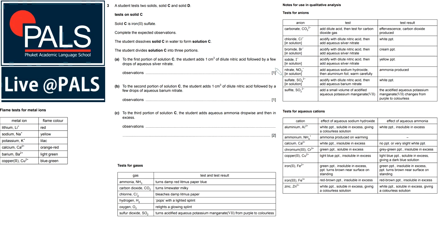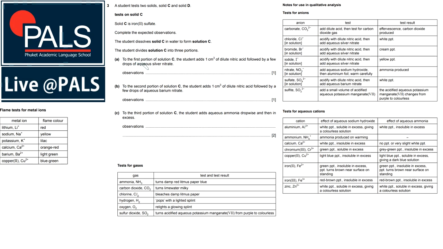where we need to identify substances usually. So a student tests solid C and D, tests on solid C. So for solid C, we are told what it is. Usually we are told what one substance is, and the other substance we have to figure out what it is. So we have iron(II) sulfate. Complete the expected observations. The student dissolves solid C in water to form a solution, aqueous iron(II) sulfate. The student divides the solution into three portions.